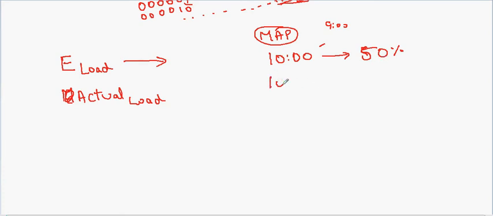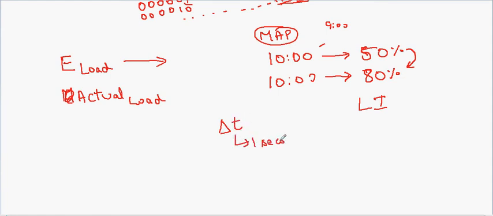When the time is 10 o'clock, we see the actual load. If the actual load is 80%, then the load is more than what we had expected. So it's a load increase tendency, and this load is not calculated per hour, it's calculated per delta t. The t may be 1 second, or it depends on the operator, the network operator.